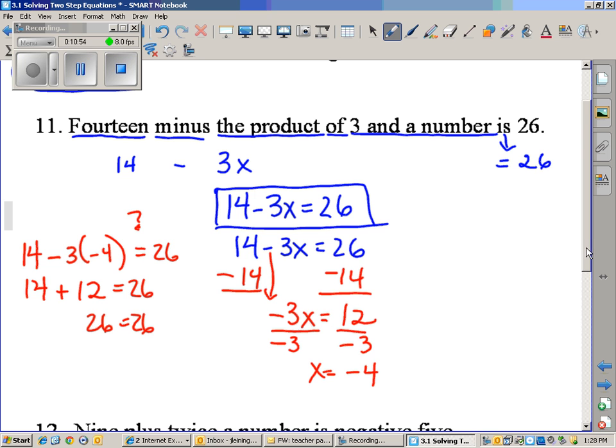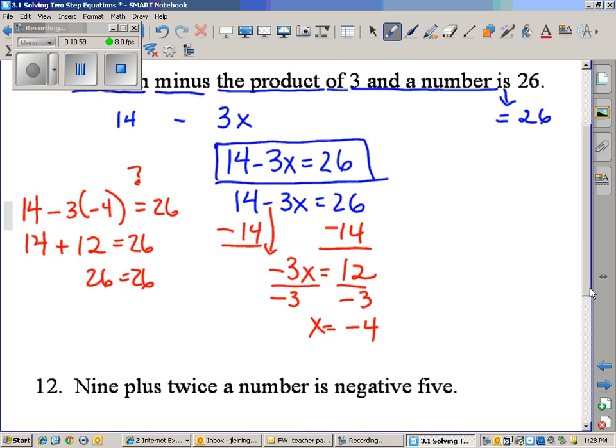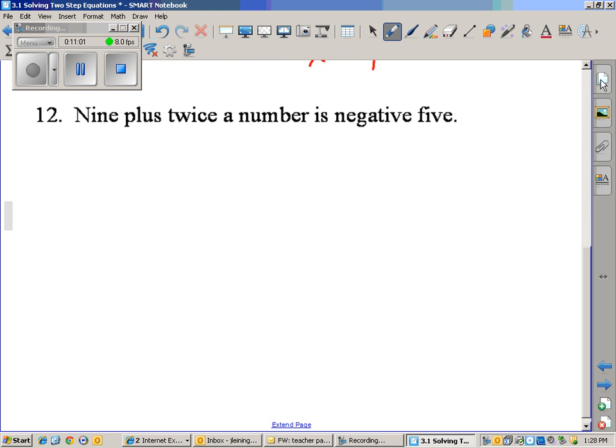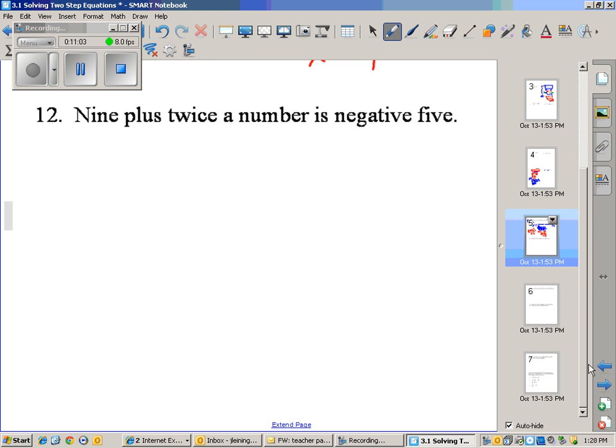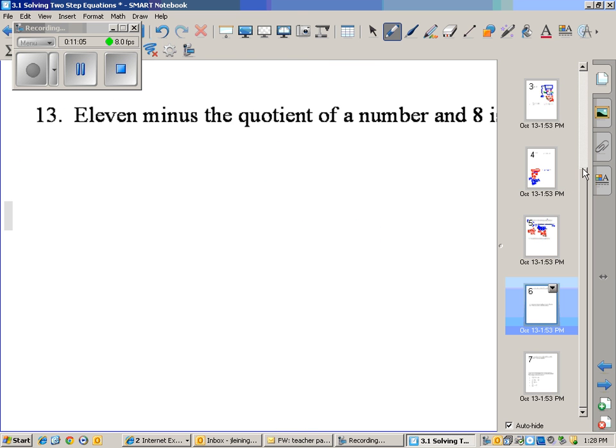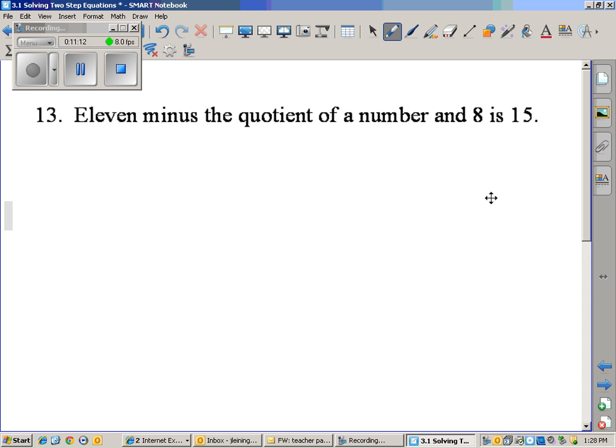So I'd like you to do number 12. And now if you'll skip to the back page, skipping around again. I've got to get a couple more minutes in, and then I'm going to have to stop. I want to skip to number 14. Actually, I'll set up 13 for you.